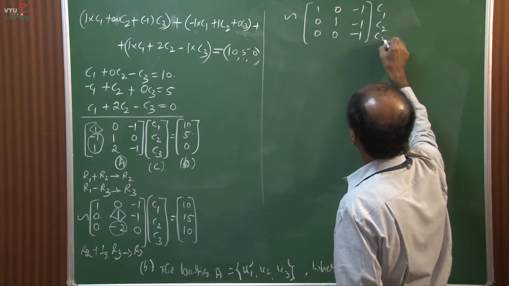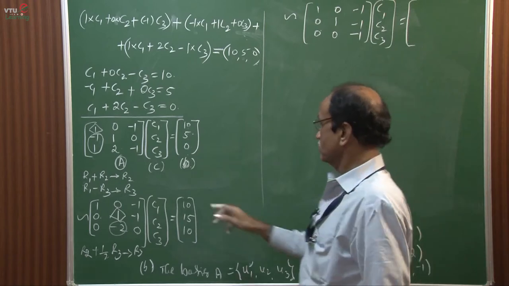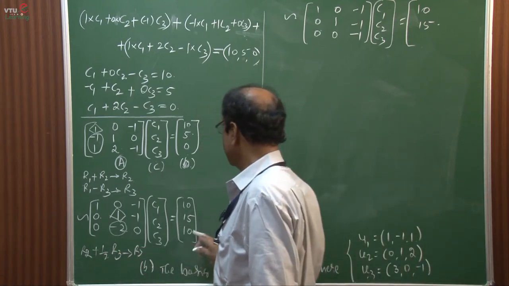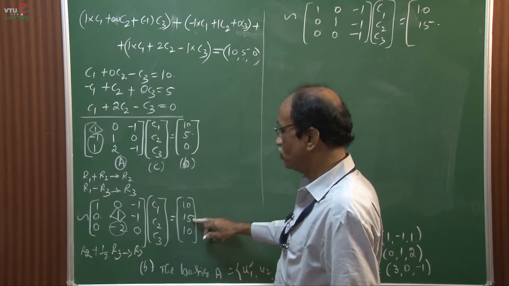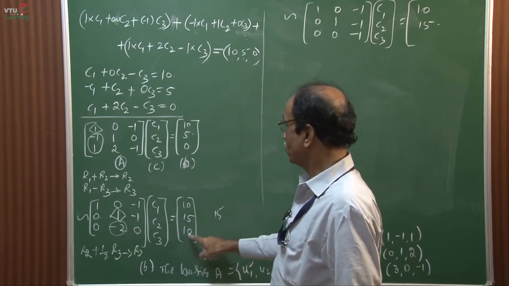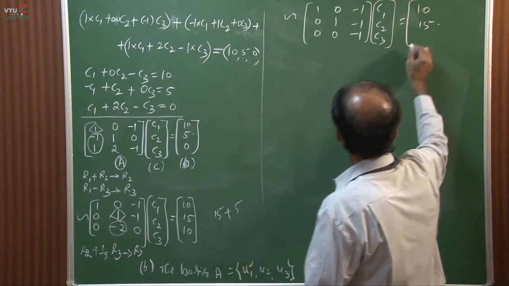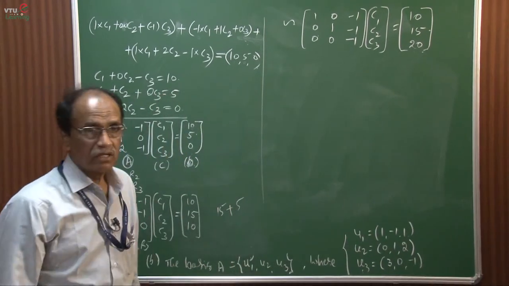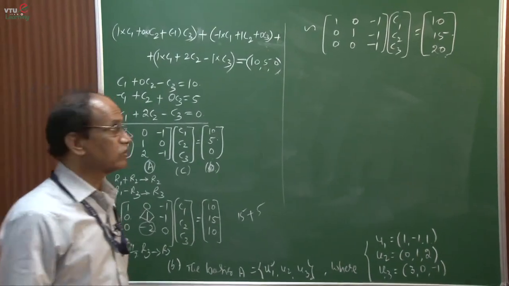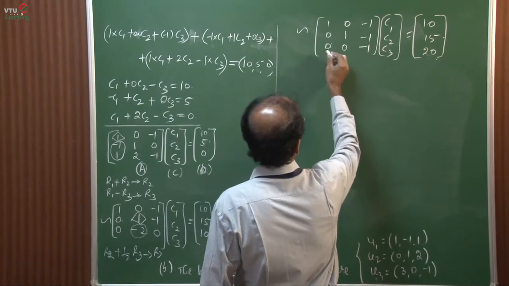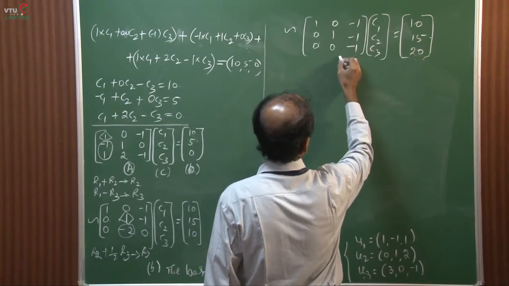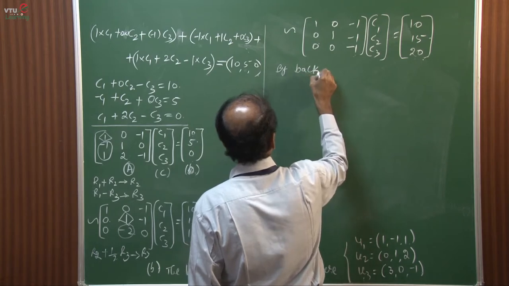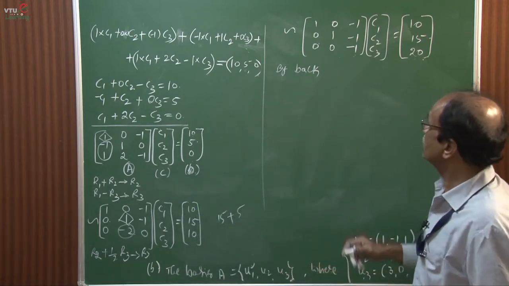Then C1, C2 and C3, and this becomes 10, 15, R1 plus 1 by 2 R3, 1 by 2, R2 plus 1 by 2 R3. R2 means 15 plus 1 by 2 of 10, which is 5, that becomes 20. So, therefore, the third element in the last column is 20. Now, you will consider back substitution and then you will find the values of C1, C2, C3. Okay. So, anyway, the rank of this matrix is 3 and obviously the rank of the augmented matrix is 3. Therefore, the system is said to be consistent and that gives us a unique solution.